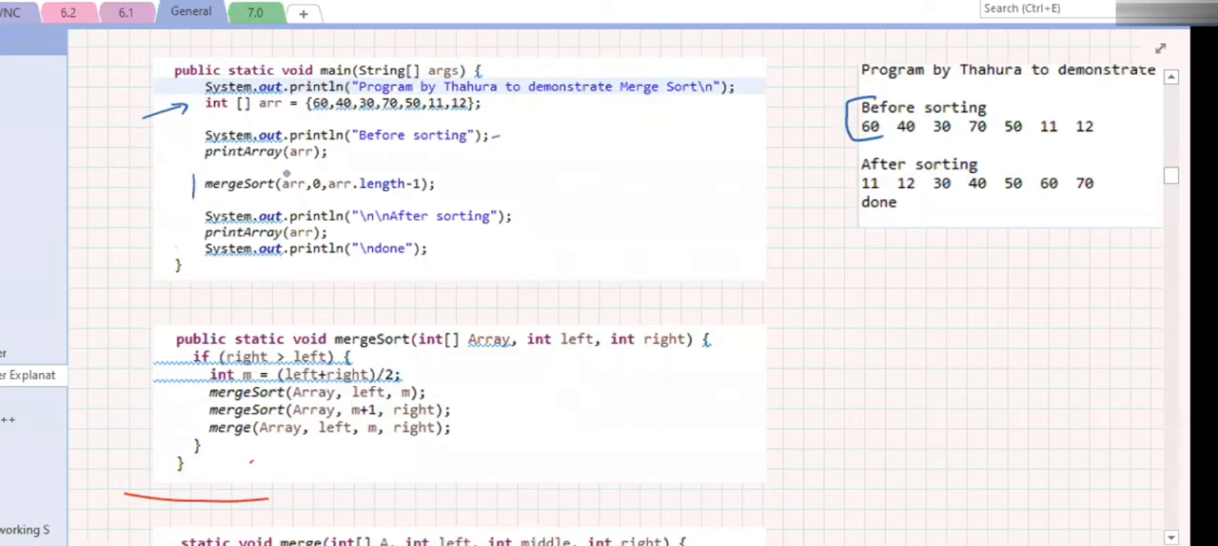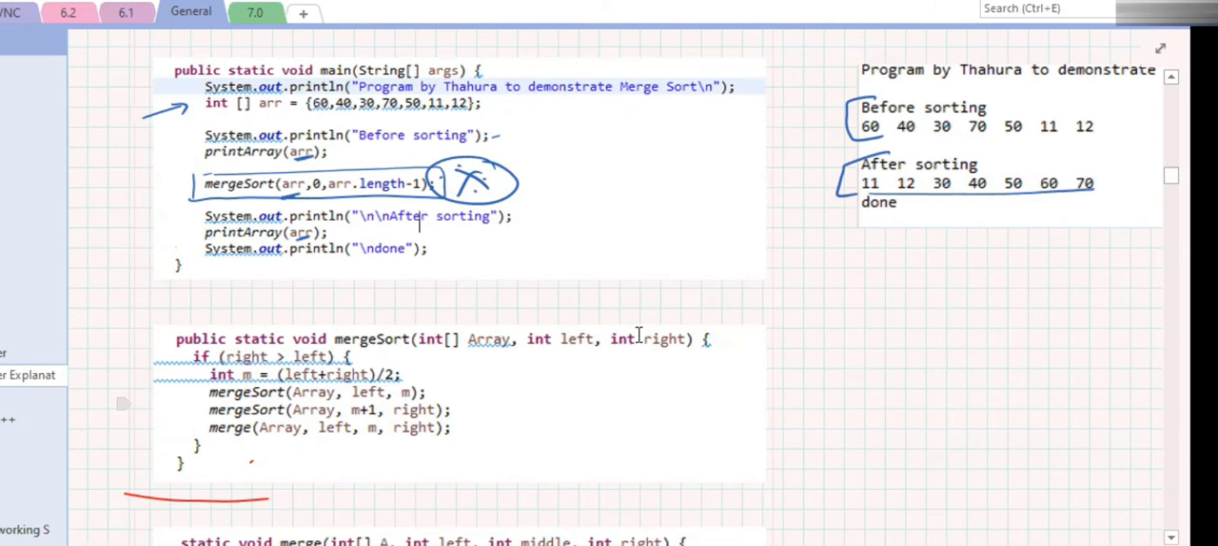Then you call the actual function called merge sort. It does something. After which, if you print the array again, you see that the array is sorted. Now this is the important piece. What did this function do such that the array got sorted?